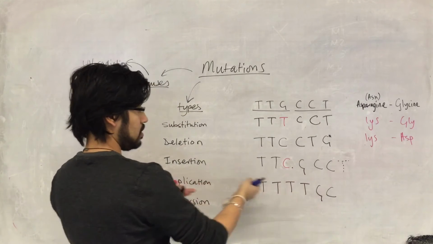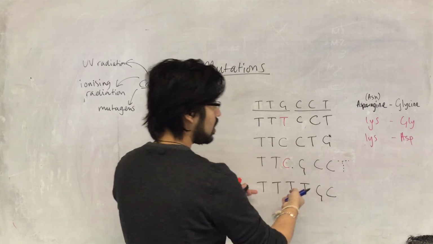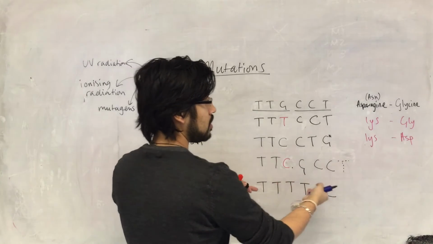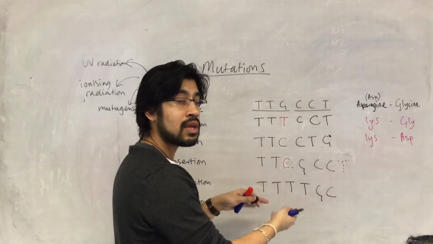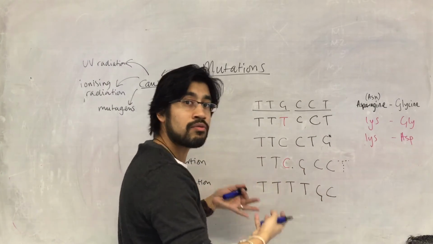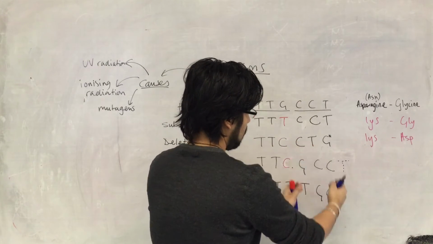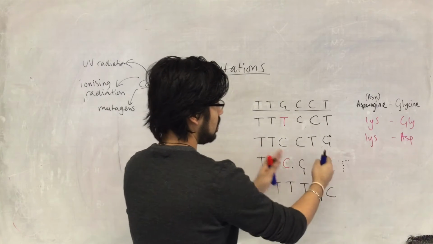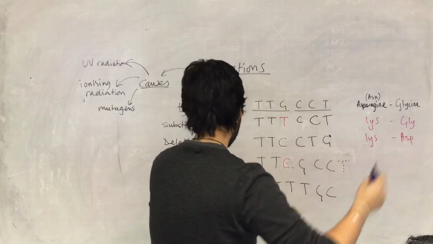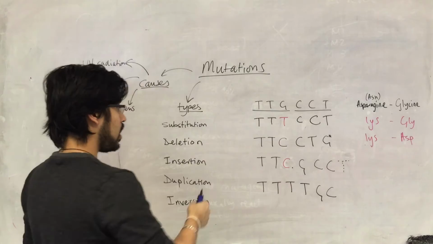If a sequence is repeated, it can cause a change in the reading frame in every codon from this point on, because this codon has changed, that codon has changed, every single other codon has changed, okay?